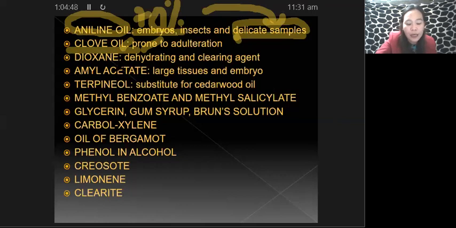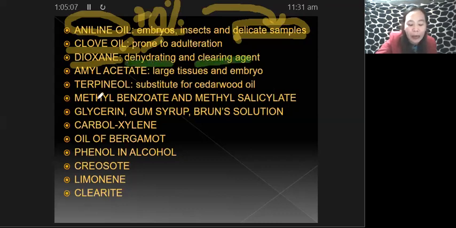Okay, so in addition to that, we also have dioxane. We mentioned during our discussion in dehydration that dioxane can be used. Saglit lang, class. Okay? It can be used for dehydration and clearing.